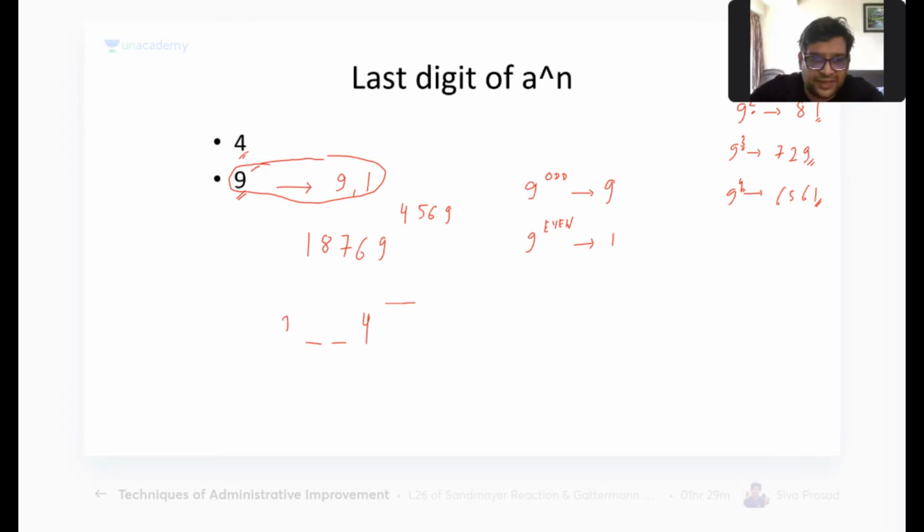Gaurav says that the number is 23564. And what power do you want me to raise it to, Gaurav? 444. Okay. So once again, let's do that.